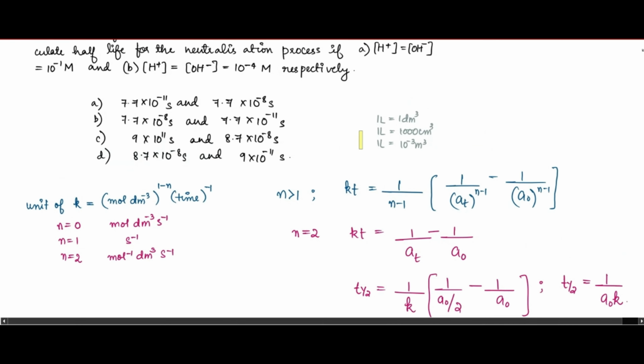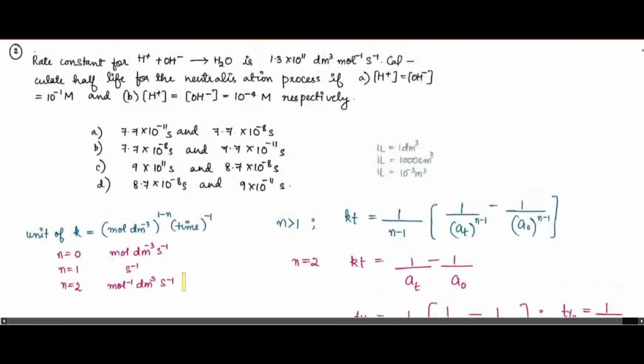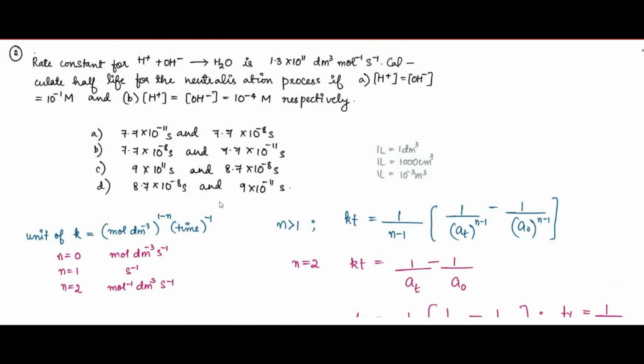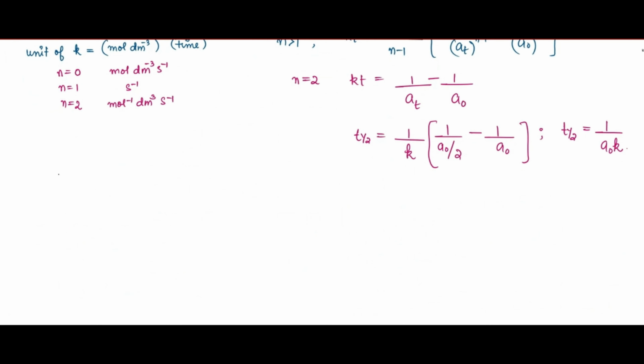What have they said? Initially, what you have to consider is the concentration. Consider the initial concentration as 0.1 molar. The rate constant is already given in the question as 1.3 into 10 to the power 11. For the first part they also asked us to substitute the concentration as 0.1 molar. Always, whether it is kinetics, thermodynamics or any physical chemistry problem, make sure that you write the units along.